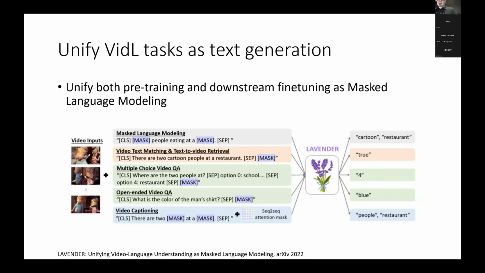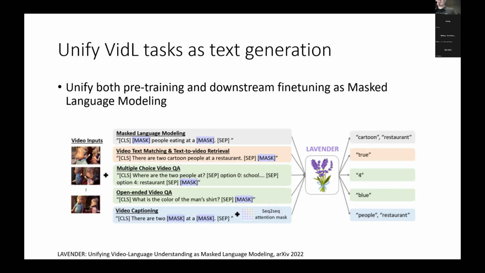So here is the Lavender concept. How do we do the unified pre-training and also downstream fine-tuning in the same way? Lavender proposed using masked language modeling. In the pre-training, we can use masked language modeling, and also convert other tasks into masked language modeling. For example, video text matching and text-to-video retrieval can be framed as a text input, then we put the answer at the end and mask it, then ask the network to answer whether it's true or false.